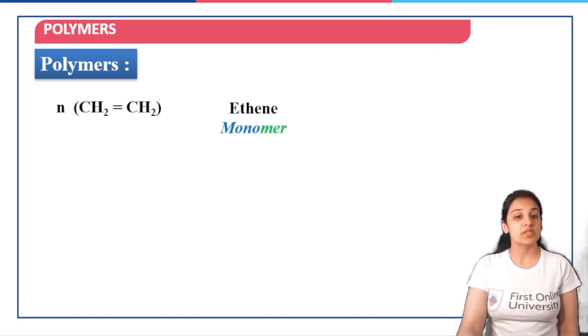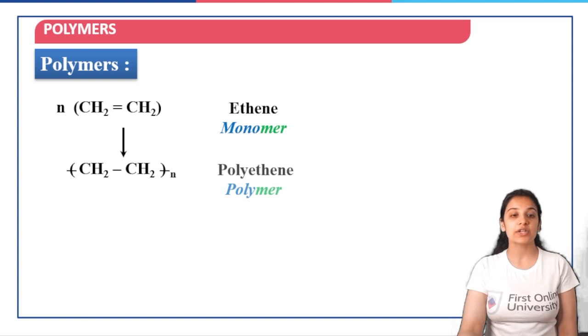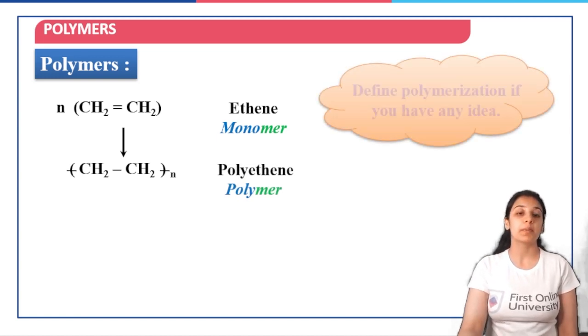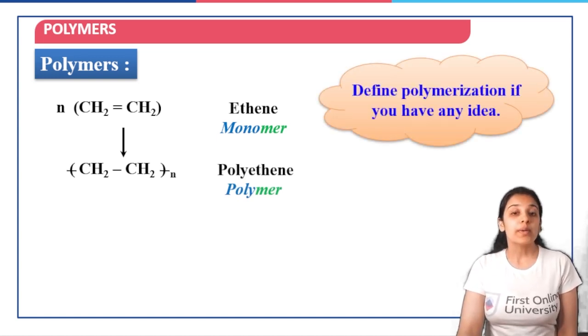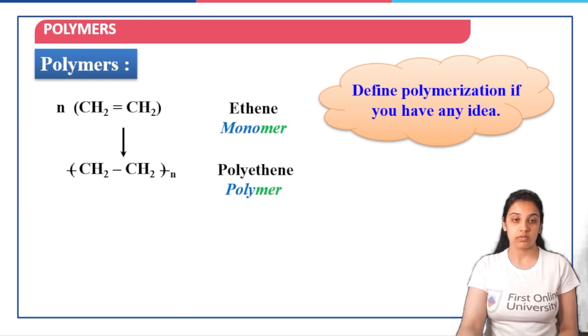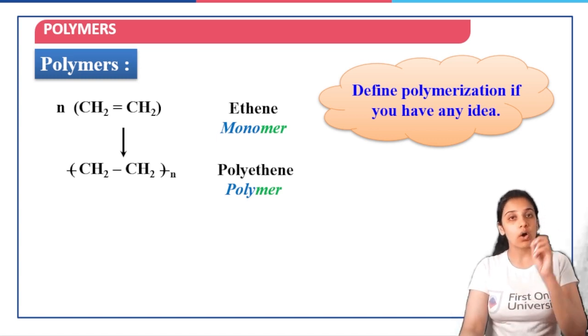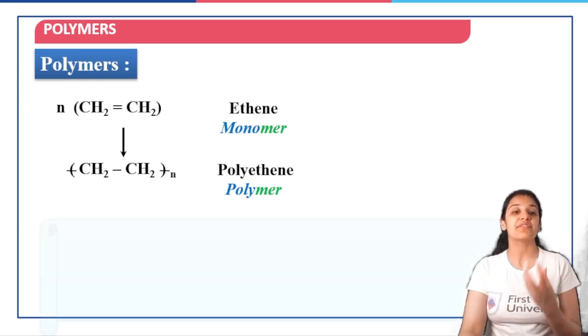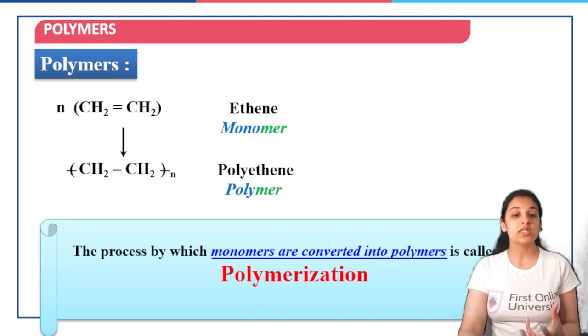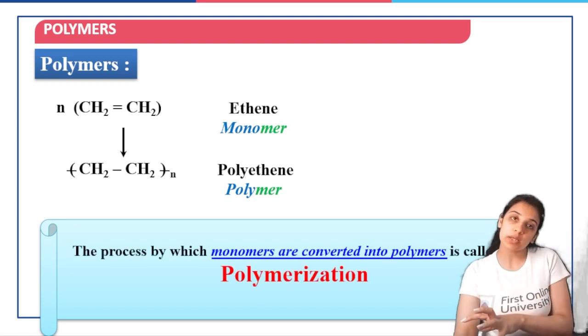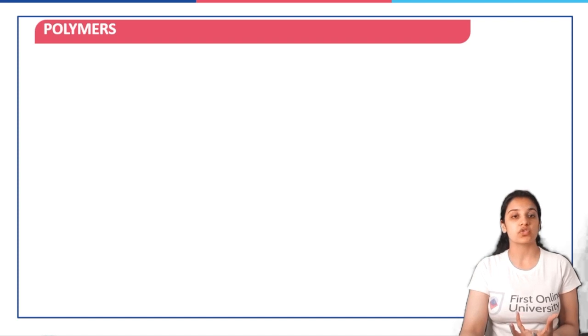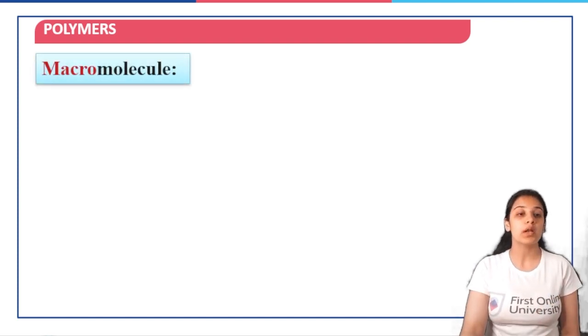Now, since we know that the monomer is ethene and is joining together to form the polymer polythene, how do we define polymerization? On the basis of this example, how do we define polymerization? The process by which monomers are converted into polymers is called polymerization. That process is called polymerization.